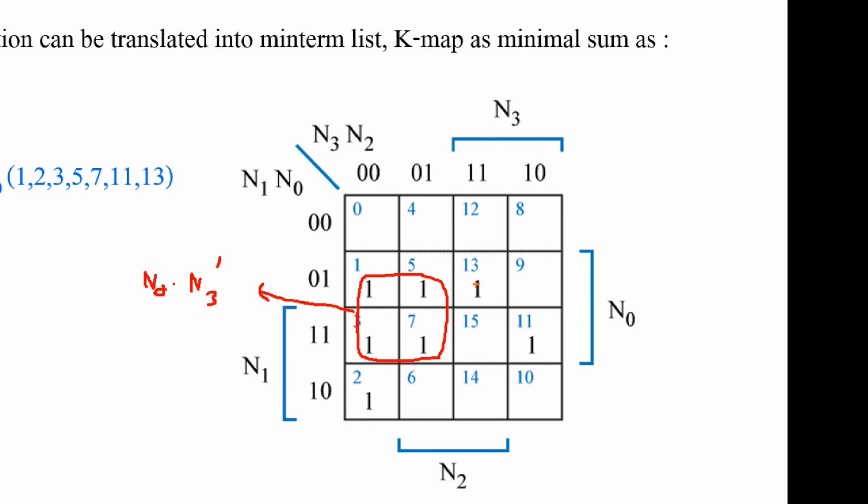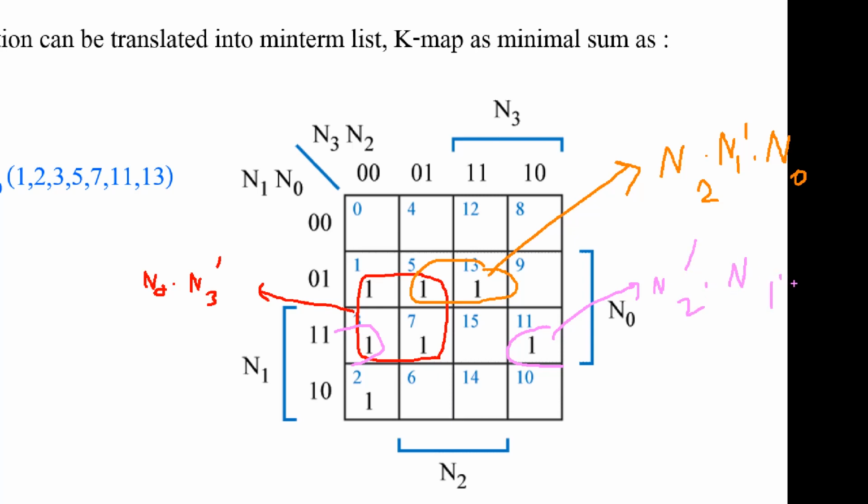5 and 13. Okay, this group is N2 and N1 prime and N0. Good. How about this one? 11 and 3. So the product term is N2 prime and N1 and N0.